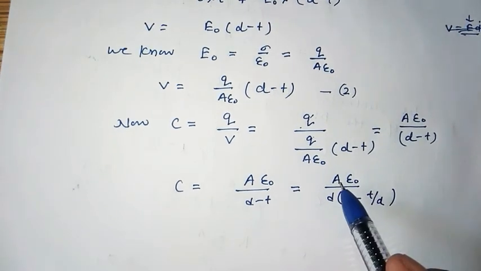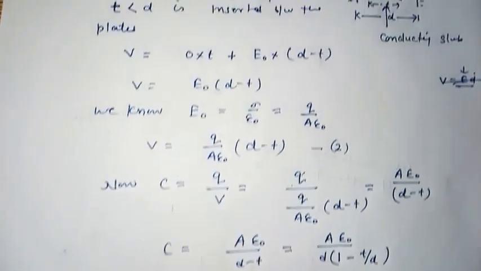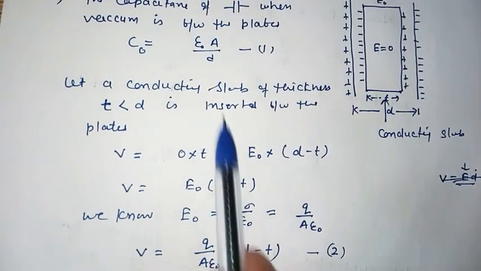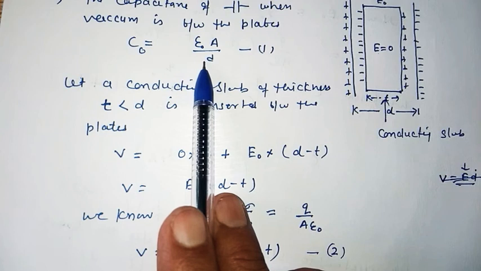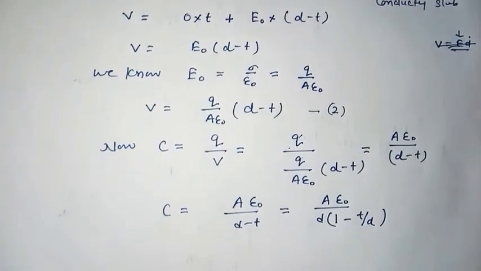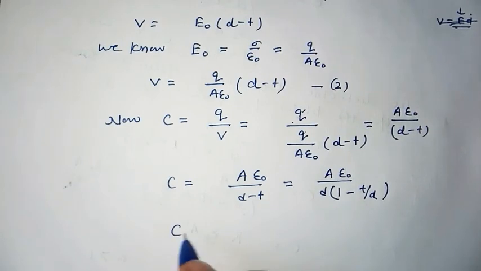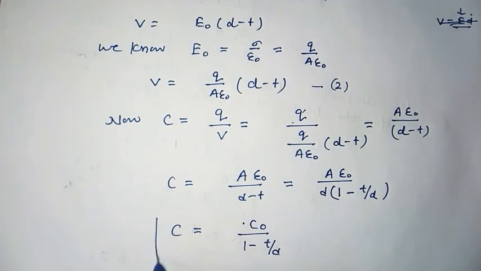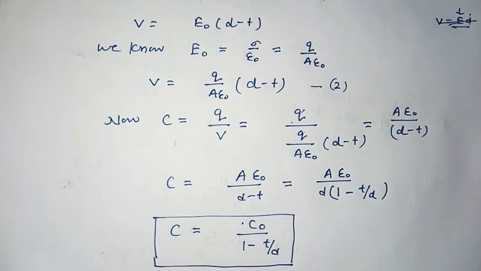Now remember, what is this? Epsilon 0 A upon D. Epsilon 0 A upon D is the capacitance of the parallel plate capacitor when vacuum is between the plates, right? So replace this here. So C equal to C naught upon 1 minus T upon D. So this is the capacitance of a parallel plate capacitor when a conducting slab is inserted.